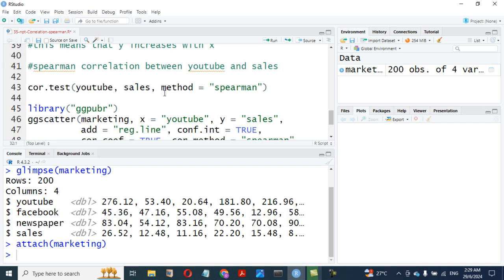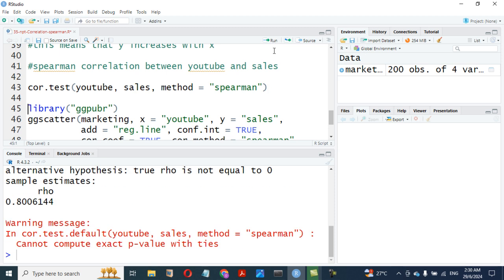All right, so Spearman correlation between YouTube and sales, let us see. So what do we do? We just call the test, okay? We pass our YouTube here and our sales here, with the method equal to Spearman. All right, so when we run that test, then we have our result. So let's run and see. I don't mind the warning. Okay, don't mind that. So let's just continue.